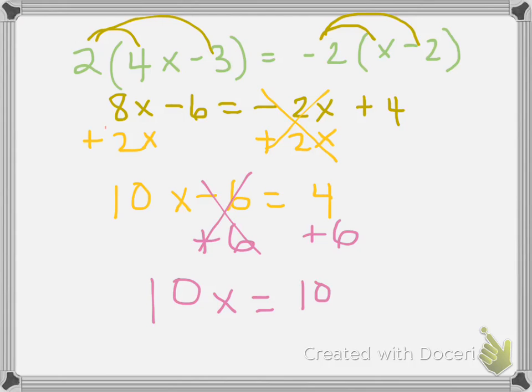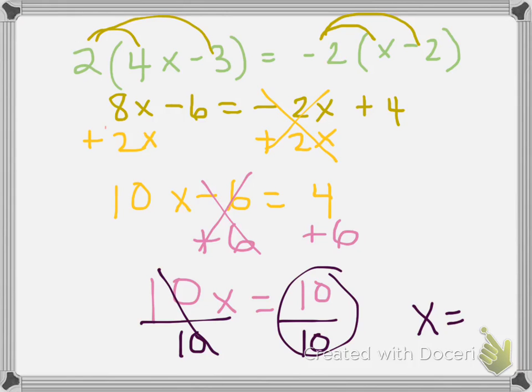And last but not least, everybody's favorite step, when x is squished next to a number, that means multiply. The inverse of multiply is divide, so I'll divide by 10 on both sides. 10 divided by 10 is 1, which means 1x equals 1. Your turn to practice.